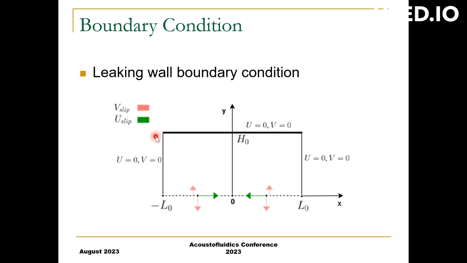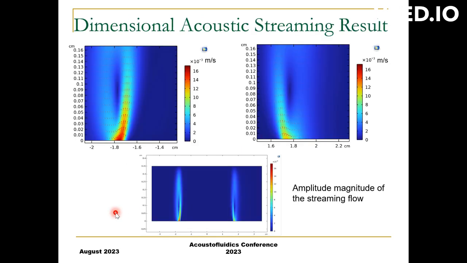So in our numerical analysis, a leaking wall boundary is used at the lower wall and acts as a perforated wall. A no slip, no penetration condition is used for the remaining 3 walls. So we found our dimensional acoustic streaming result using COMSOL. The lower figure shows the magnitude of the streaming flow, and these two figures are just close-ups of the eddies.